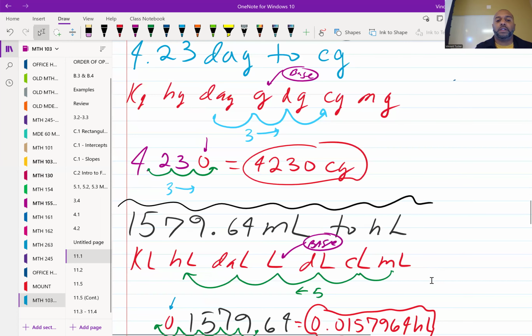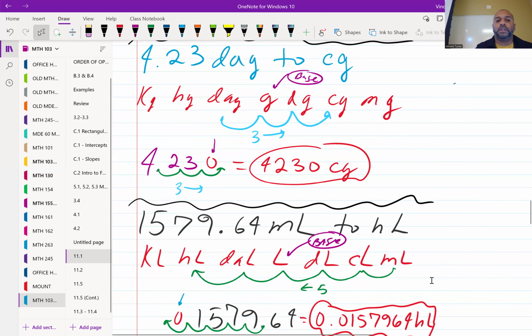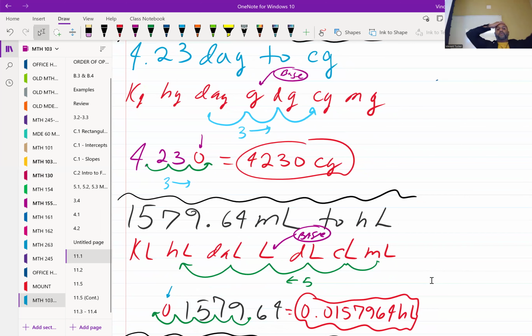So last one like this, just an example of liters. 1,579.64 milliliters, and we want to convert that to hectoliters. Going from milliliters to hectoliters would be 5 spaces to the left. And moving the decimal 5 spaces to the left, that's 0.0157964 hectoliters.